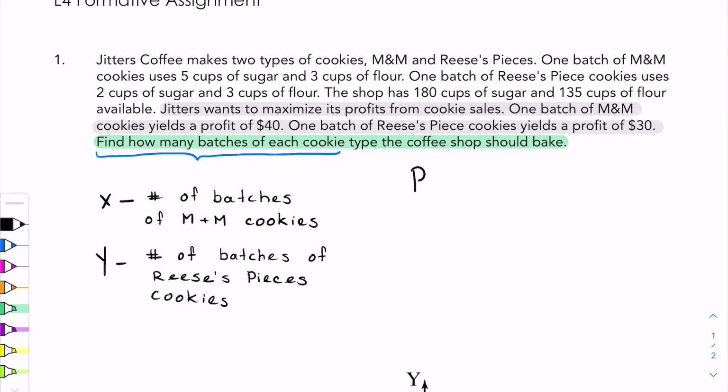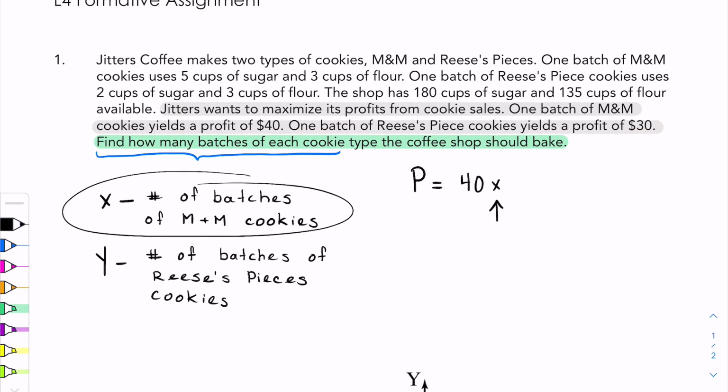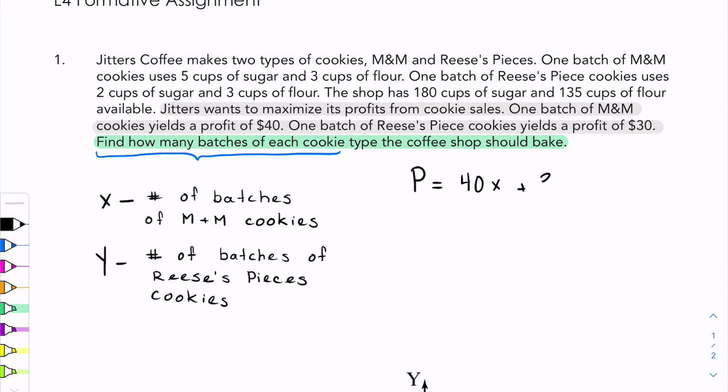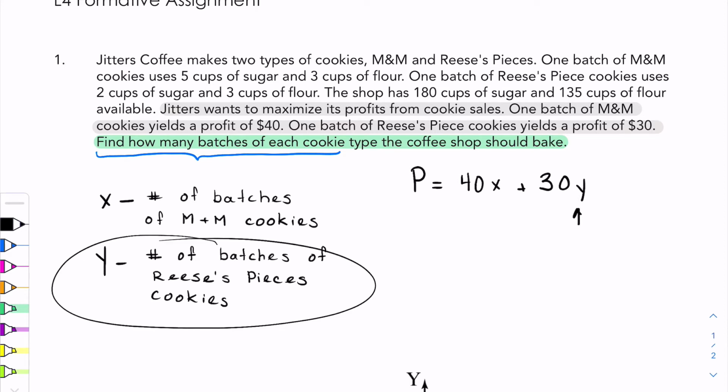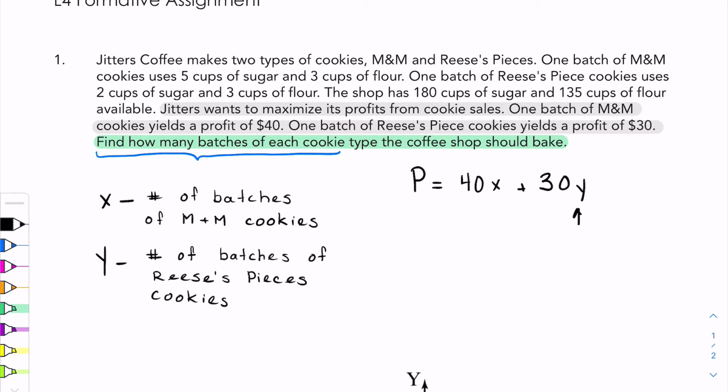indicate that the total profit will be $40 times each batch of M&M cookies, represented with the variable x, plus $30 times each batch of Reese's Pieces cookies, represented with the variable y. So this here is my objective function.